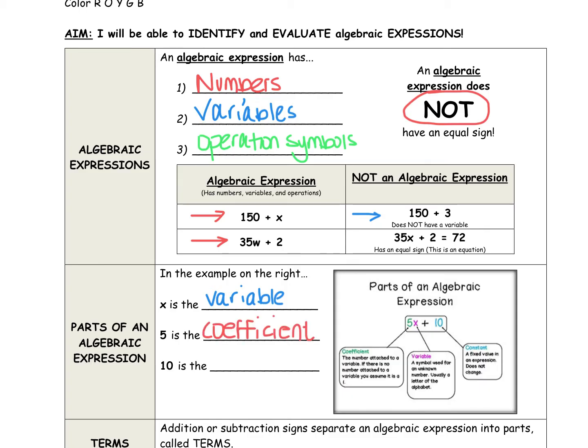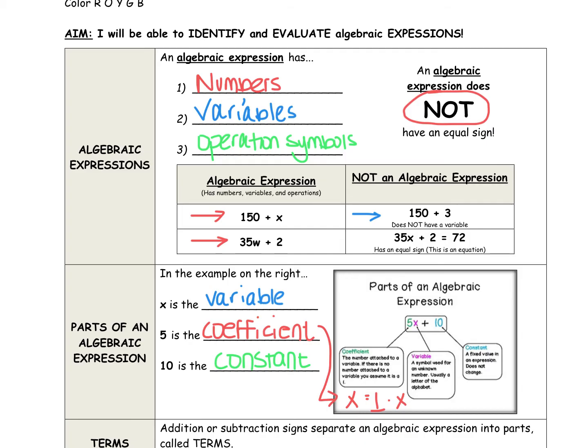The number 5 in 5x plus 10 is called the coefficient. The coefficient is the number that is attached to the variable by multiplication. So 5x is really 5 times x. Sometimes a variable is all alone. There is an invisible number attached to it. For example, if you had the variable x, the coefficient is 1. X is the same thing as 1 times x. So 1 would be the coefficient.